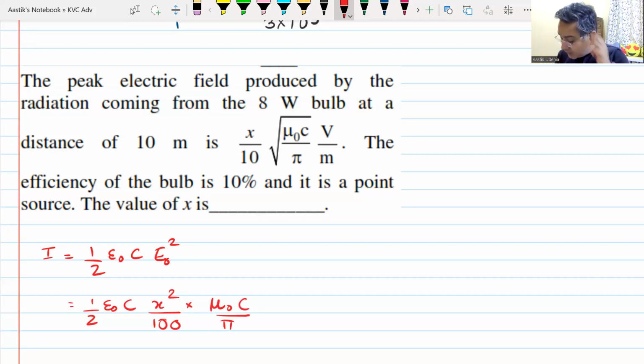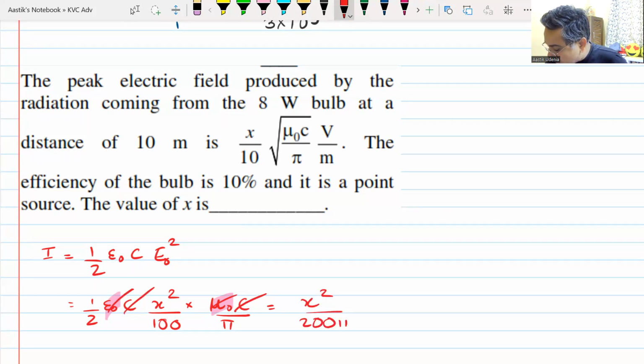Yes. Now remember, this mu naught into epsilon naught is 1 by C square, yes or no? Yes. So this will cancel out everything, right? This will cancel out, right or no? Yes. So your thing will be x square by 200 pi, yes or no? Yes.